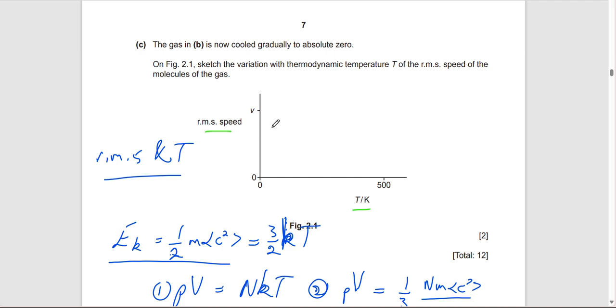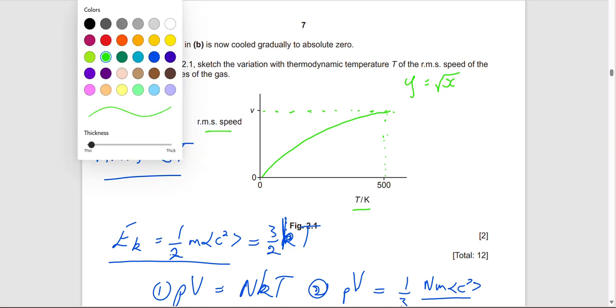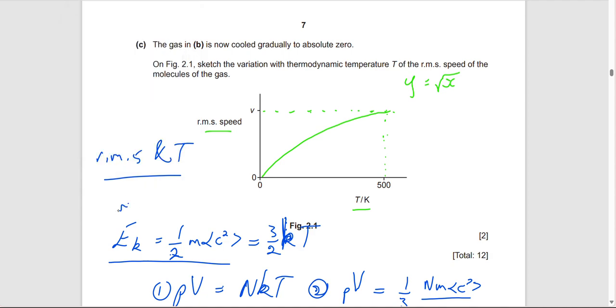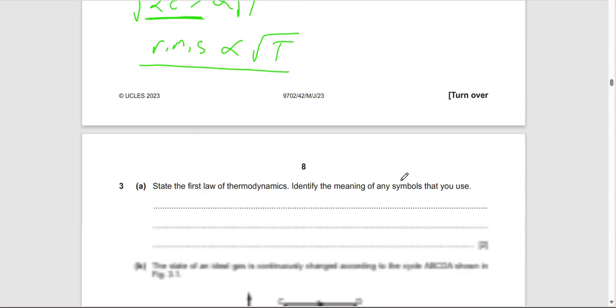And if you know the graph of y equal to root x, this is what it looks like. That is what the graph looks like. There we go. Okay. All right. Move on to the next question.